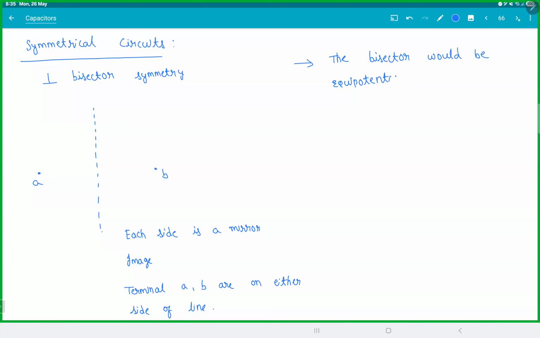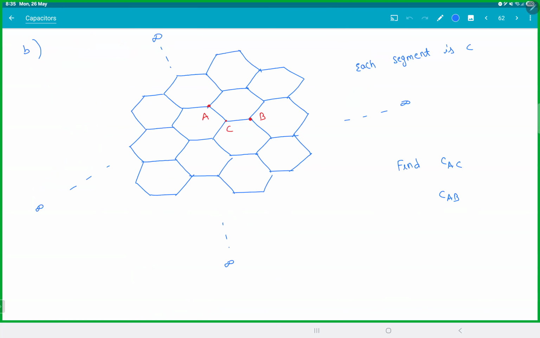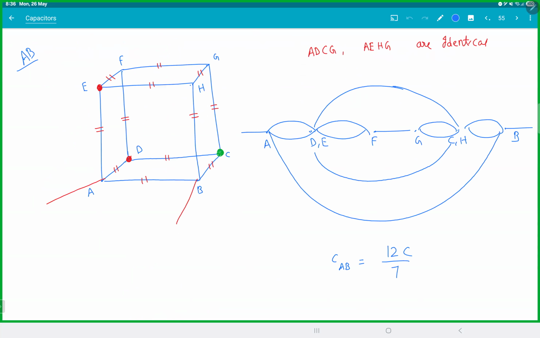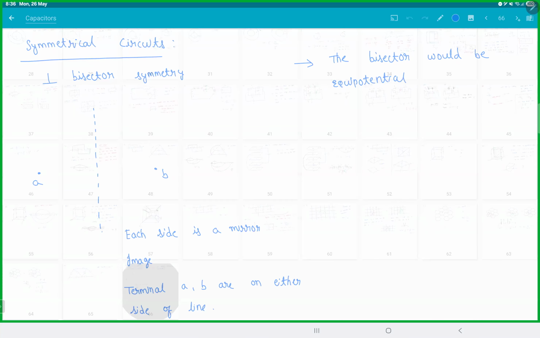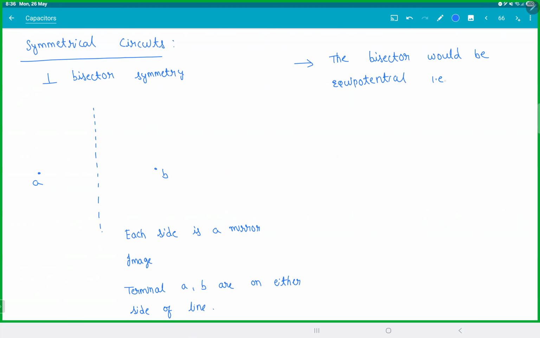And this is not the first time you're seeing this. We have already seen this last time. If you remember in the cube problem, AC was a symmetrical plane, isn't it? The plane was a mirror, left and right. If you see, this entire green plane will have the same potential. So this entire bisector would be equipotential, right? That is, all nodes have the same potential. So any node on that line has the same potential.